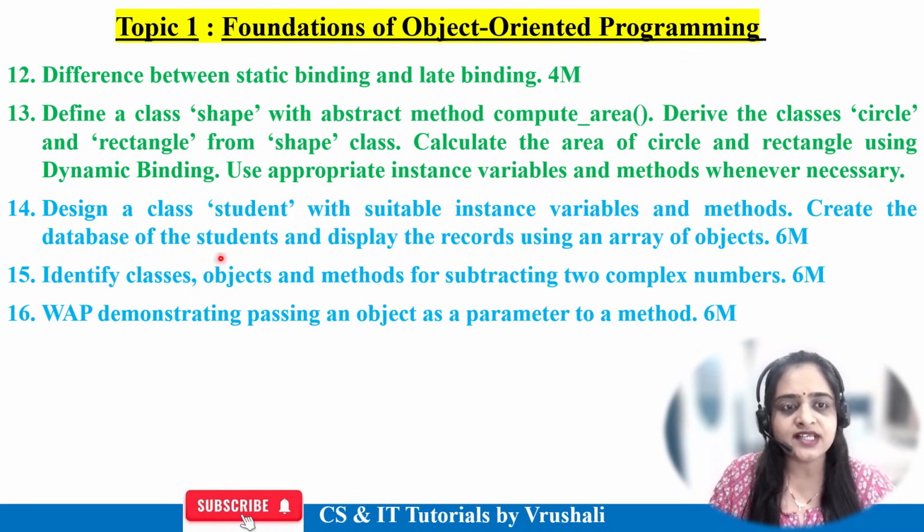The next program is like identify classes, objects, and methods for subtracting two complex numbers for 6 marks. And the next question is to write a program to demonstrate passing an object as a parameter to a method. So they have mostly asked any one question from this. These are all coding programs, and they are necessary, right?